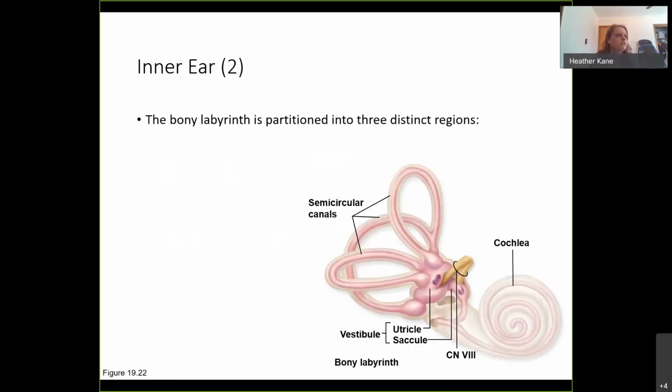The bony labyrinth is partitioned or separated into three distinct regions. We have the vestibule, which is this part down here of the bony labyrinth, right here. The vestibule can be broken up into two different regions: this utricle right here and a saccule over here. We also have the semicircular canals up here. And then we have the cochlea. The cochlea is the organ of hearing.